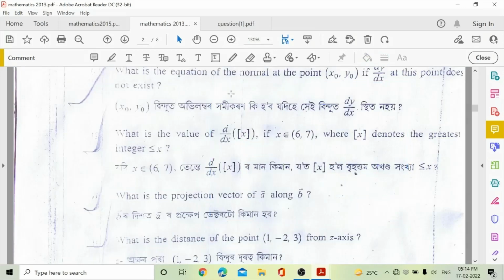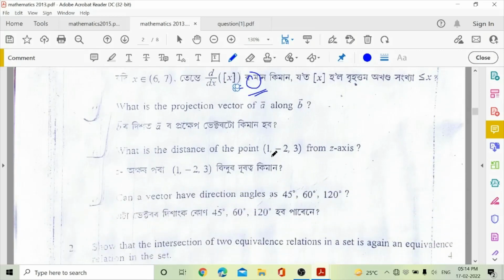Okay, so what is the answer here? The answer is 0. So let us consider another one. What is the projection vector of A along B?